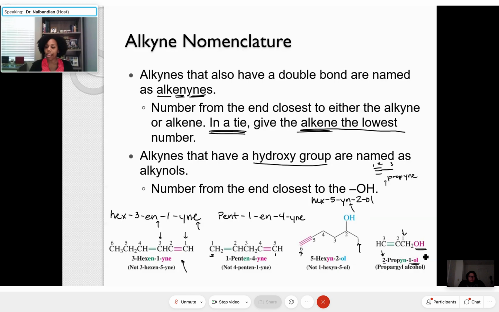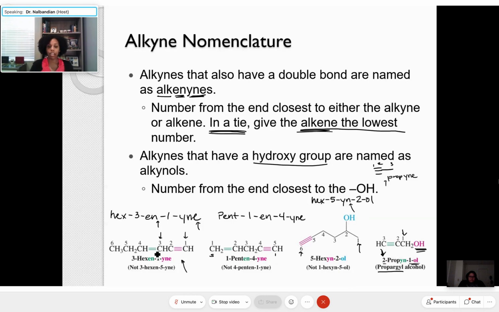But now that we have the alcohol, is the alkyne between 1 and 2, or is the alkyne between 2 and 3? We have to specify, and so we put 2 in front of propyne, 1 in front of ol. This has a common name, propargyl alcohol, based on what we saw before.